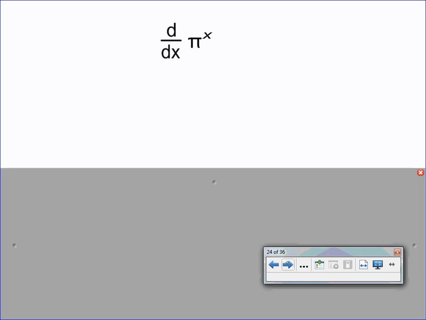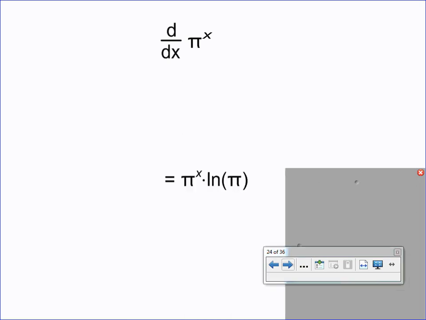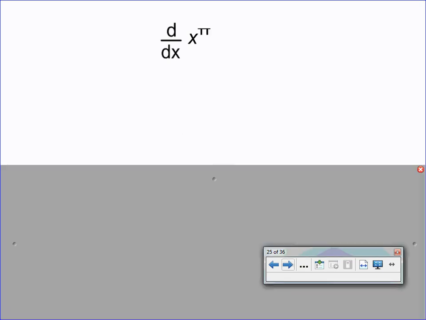Derivative of pi to the x. You can do it. Si se puede. Yes, you can. Natural log of pi times pi to the x. I love it. Nice job. Good work with the exponential, Kate. Very nice. Plus 20. Derivative with respect to x of x to the pi.